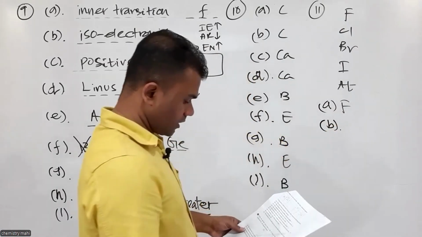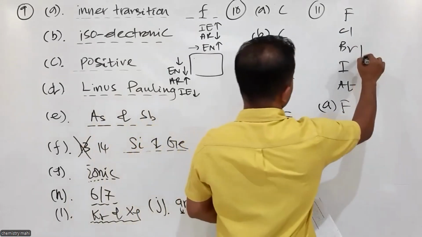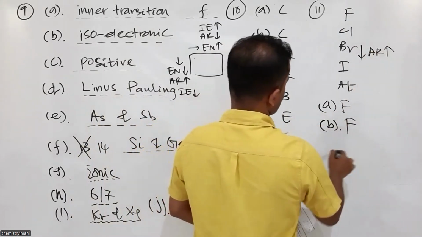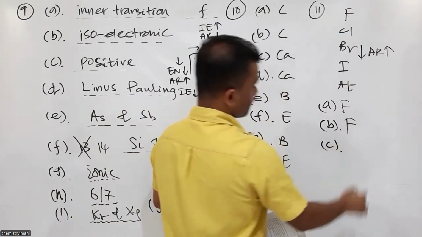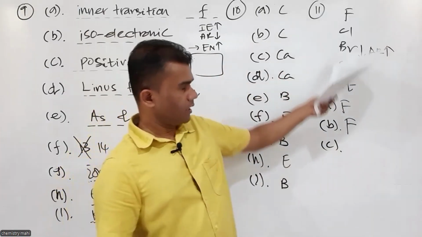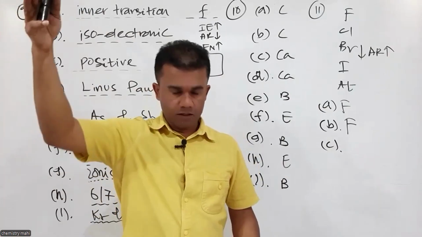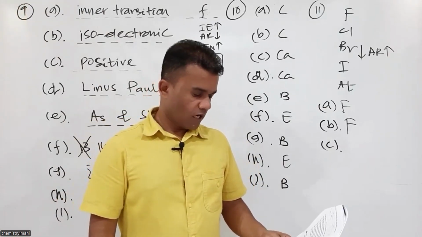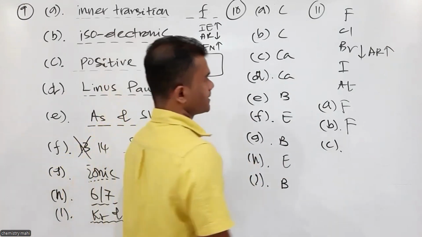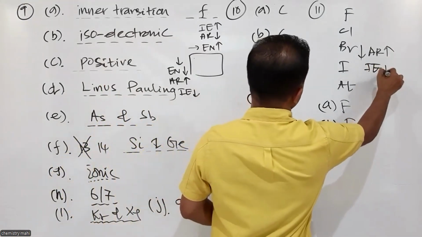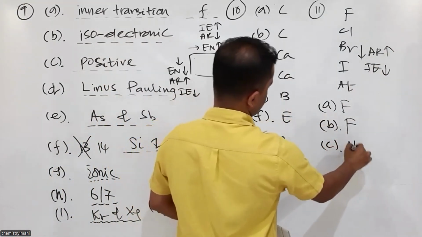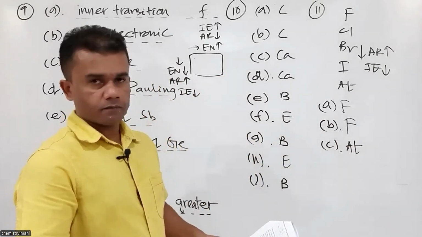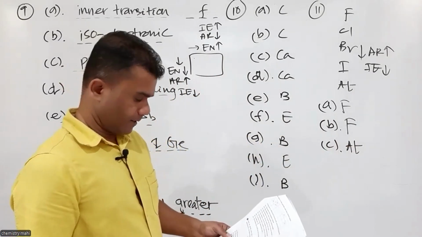B, the element with the smallest ionic radius. Going down the group, radius increases. So the smallest ionic radius should again be fluorine, A, B, C. I take the actual symbols because the halogen group is given; you can go to the periodic table and see the actual symbols. The element with the lowest first ionization energy. Down the group, ionization energy decreases, so the lowest should be astatine. They consider only 5 elements, 1, 2, 3, 4, 5, which means you end up with astatine here.